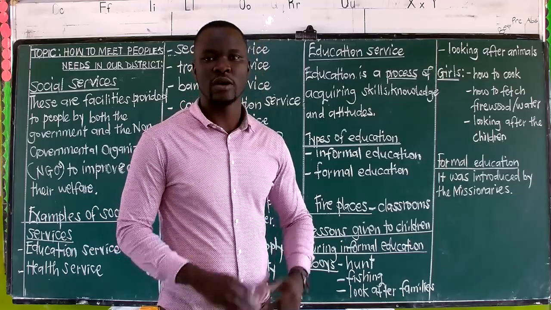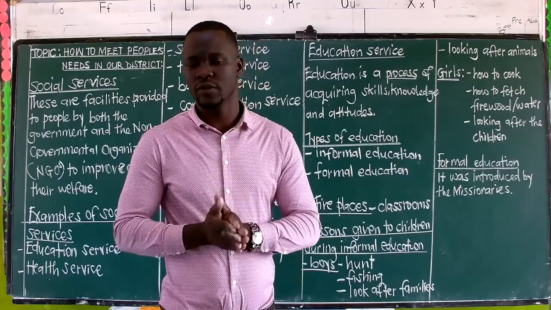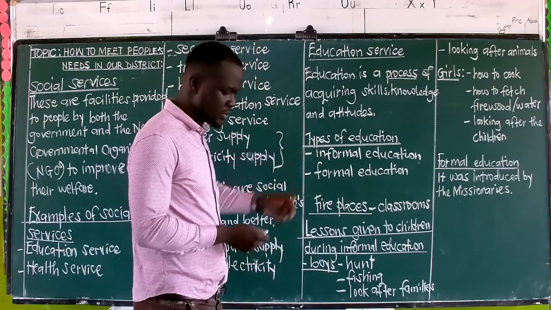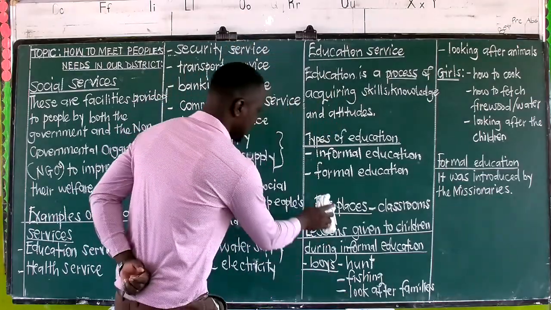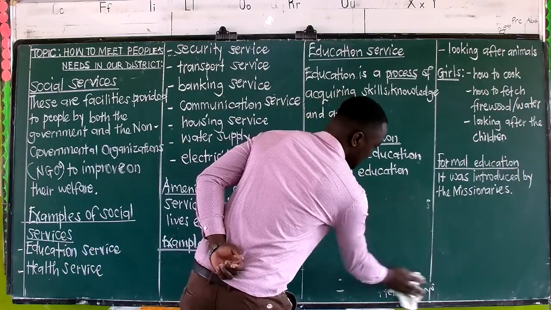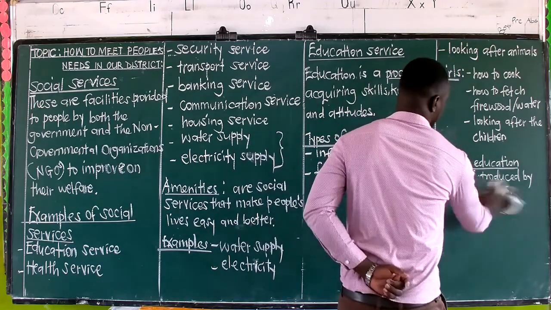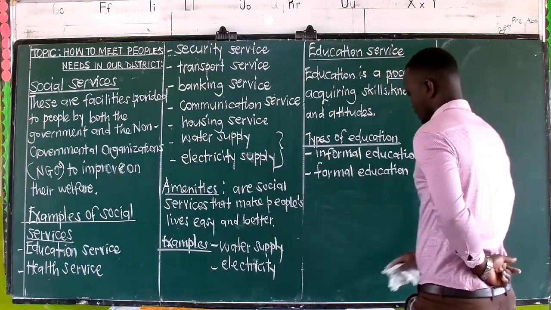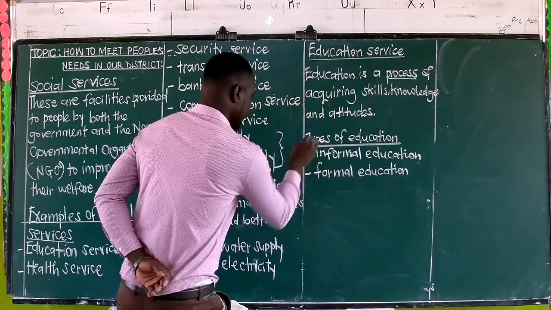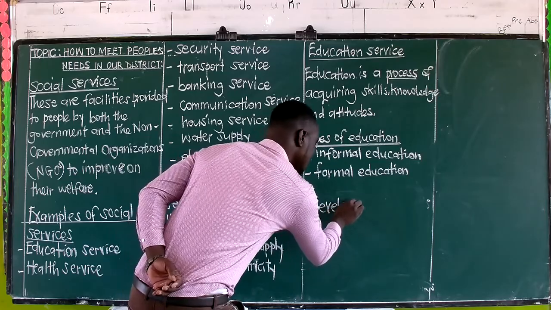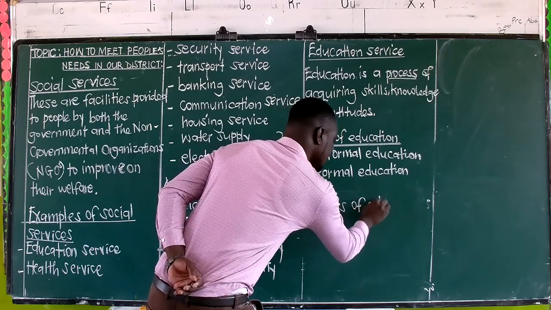Next, we are going to be looking at what we call levels of education. Now, we need to know the difference between types of education and then the levels. Allow me to use green here so that we can add those levels. So after the types, the next thing is we need to note the levels of education.